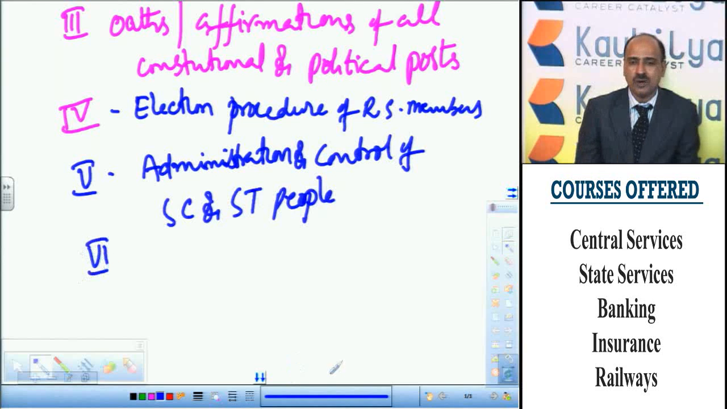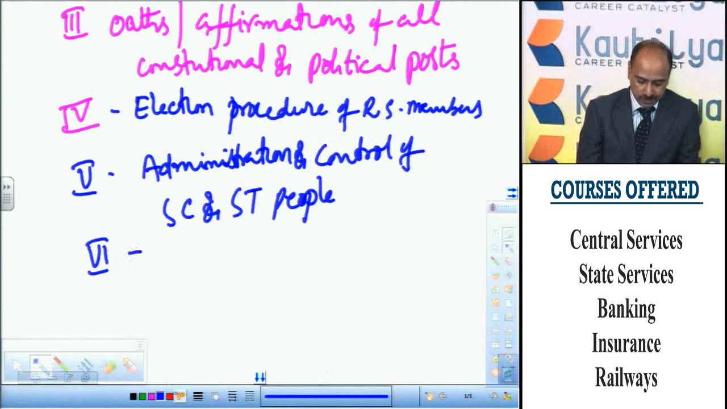Suppose, for example, Article 330 explains reservations in Lok Sabha for the SC, ST community. Reservations in the assembly for the SC, ST community are under Article 332. Under Article 338, they can establish an SC welfare commission and an ST commission. In different places, articles for SCs and STs are mentioned in our constitution. Those things you want to identify, we go to schedule 5.